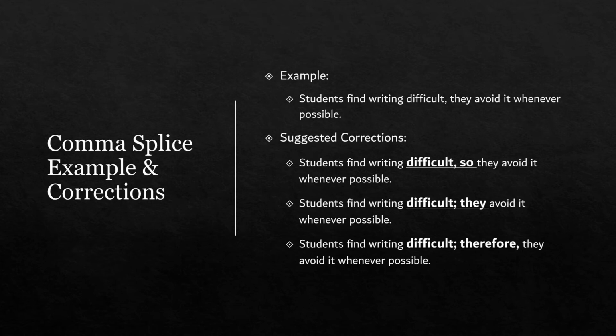For an example of a comma splice, I have the following sentence. Students find writing difficult, they avoid it whenever possible. As with run-ons, look for the subjects and verbs. Like the run-on example, this sentence has two distinct subjects, students and they, and two distinct verbs, find and avoid. Therefore, the comma attempting to join the two clauses is not strong enough. To correct the error, you can simply add a conjunction, like so, or you can replace the comma with a period or semicolon. A semicolon plus a transition is also a possibility, but it should be used sparingly.